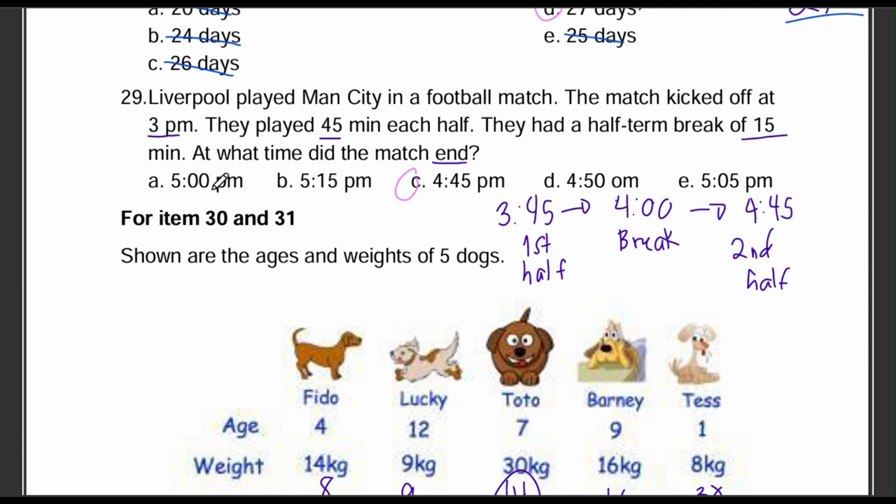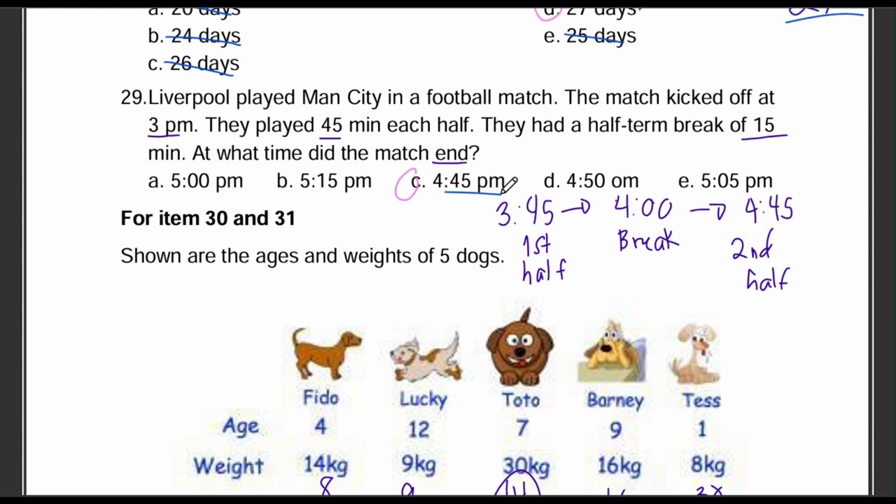Question 29. Liverpool played Man City in a football match. The match kicked off at 3 p.m. They played 45 minutes each half. They had a halftime break of 15 minutes. At what time did the match end? A, 5 p.m. B, 5:15 p.m. C, 4:45 p.m. D, 4:50 a.m. E, 5:05 p.m. The correct answer is C, 4:45 p.m.